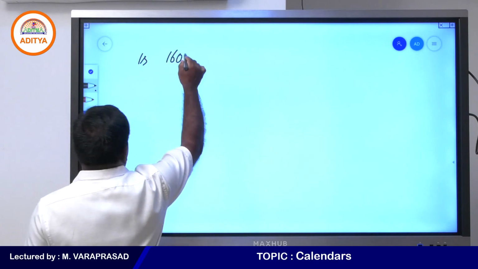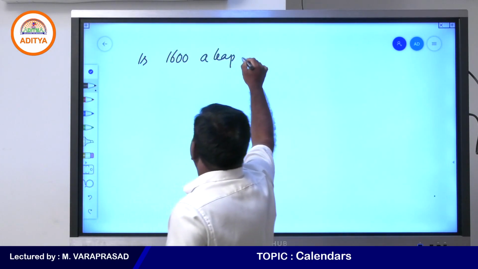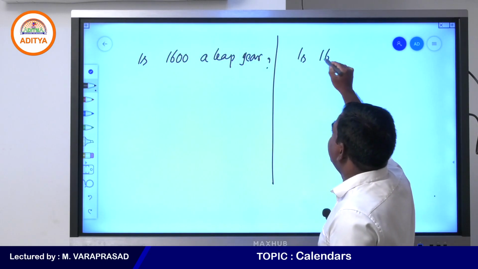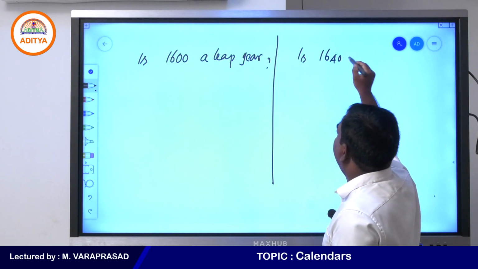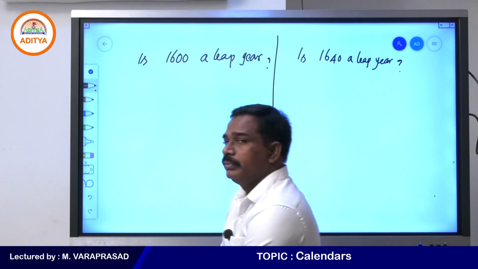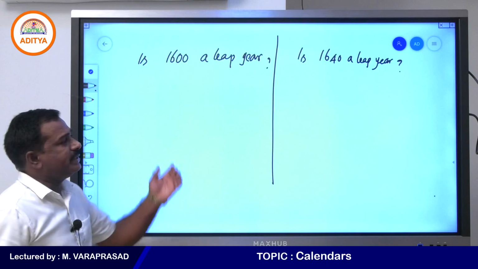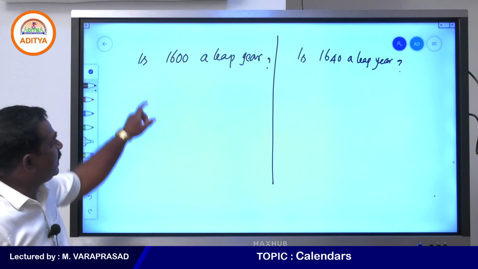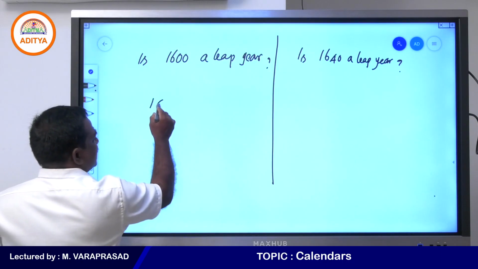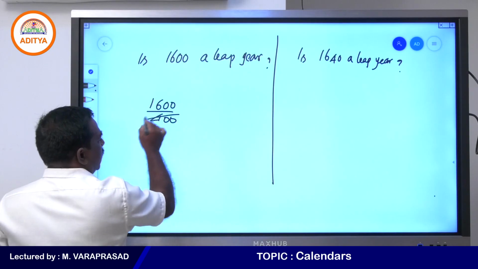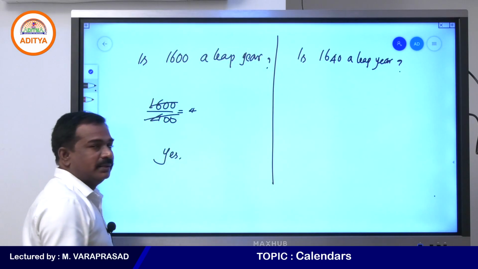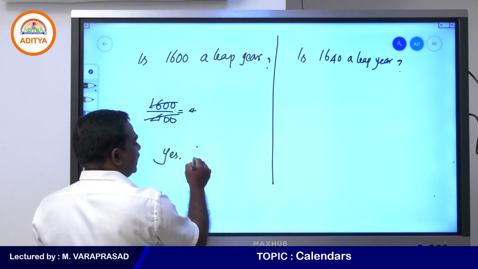Is 1600 a leap year? Is 1640 a leap year? How to do it? 1600 is a century year, so you need to divide by 400. 1600 by 400 goes 4 times. The remainder is 0. Yes, this is a leap year in centuries.